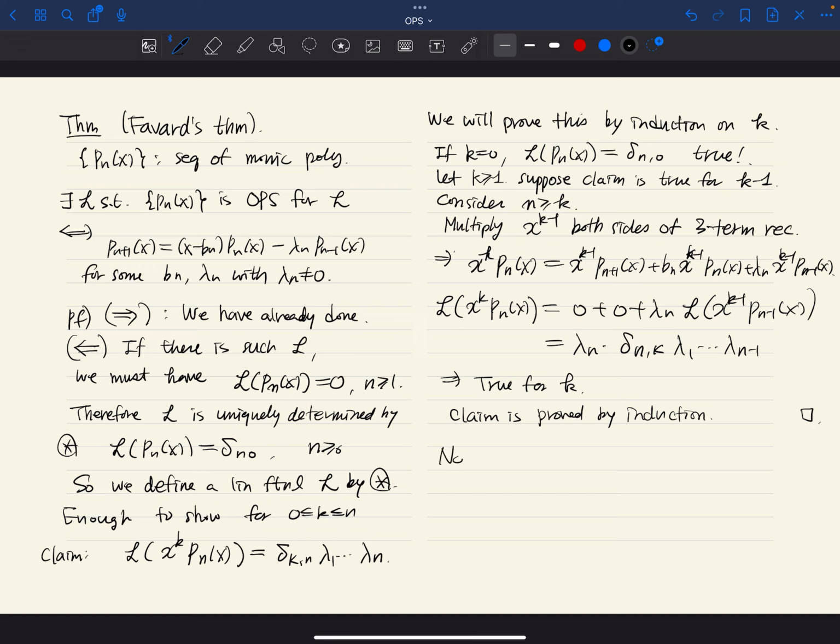And note, L is positive definite if and only if lambda n is greater than 0. So you can say that moreover the linear functional is positive definite if and only if lambda n is greater than 0. So we already proved this, so I'm not going to mention that again. All right, so that's the theorem of Favard.